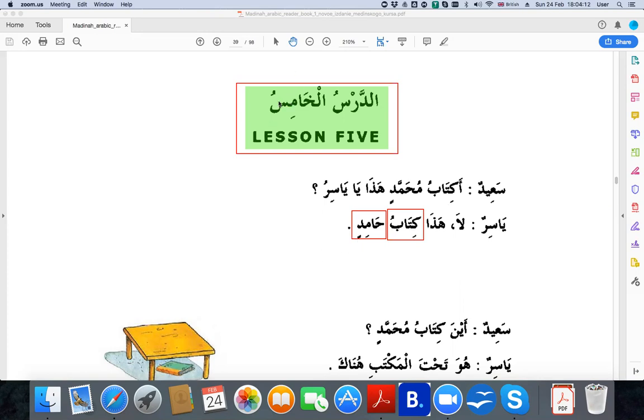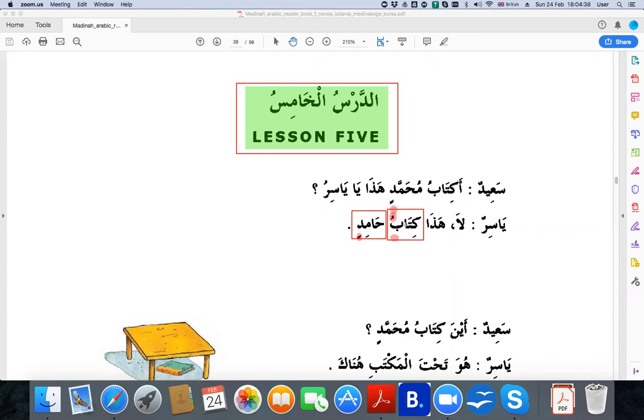Always, I say always, al-mudaf ilayh is majrur. Always. But al-mudaf is either marfu', majrur, or could be as well mansub. Okay, it depends on the amil coming before.